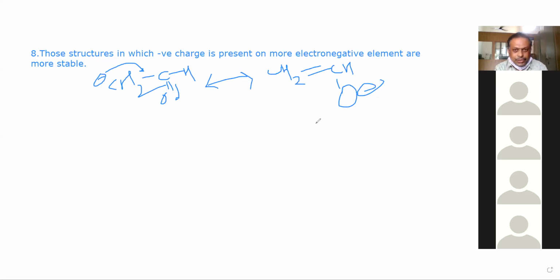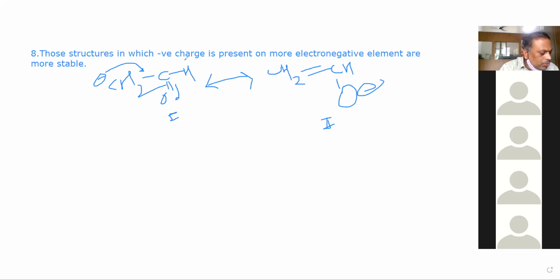That means structure 2 is more stable than structure 1. Why? The negative charge is present on the more electronegative atom, that is the oxygen. This is rule number 8. Rule number 8 मध्ये काय? Those structures in which negative charge is present on more electronegative element are more stable.